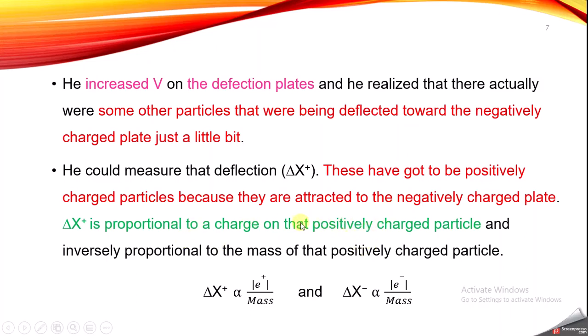If the particle charge is less, then the deflection is less. So he said that this deflection is actually directly proportional to the charge on the particle and inversely proportional to the mass of the particle. Similarly, for the negative particles, the deflection is directly proportional to the charge on that particle and inversely proportional to the mass of the particles, because if the particles are heavy, they will be deflected less.